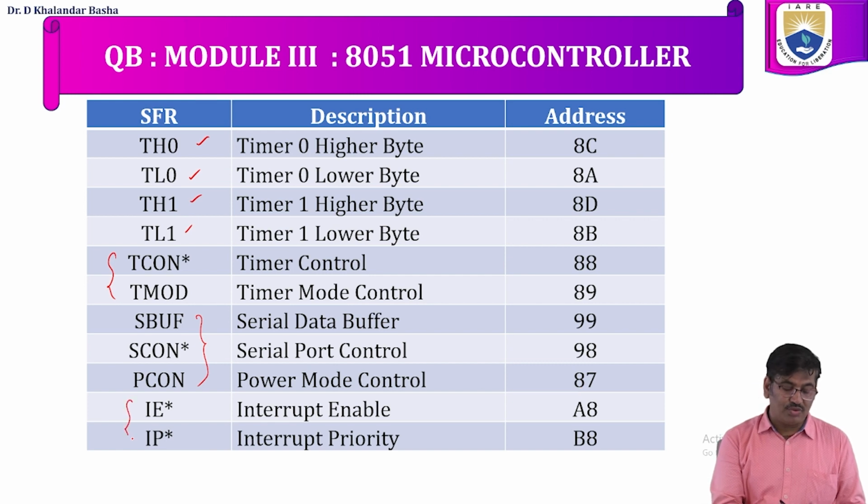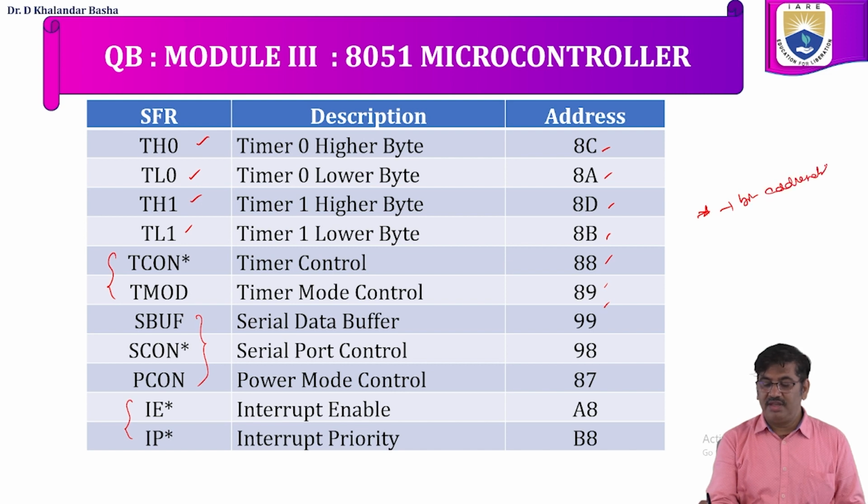For interrupts, we have 2 registers. One is to enable the interrupts using the IE register, whereas the priority is given through the IP register. These are the addresses for the corresponding registers. Here also the star indicates bit addressable. If star is not present, it is byte addressable. So bit addressable registers can be accessed as bit addressable as well as byte addressable.